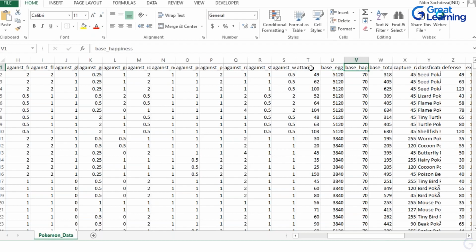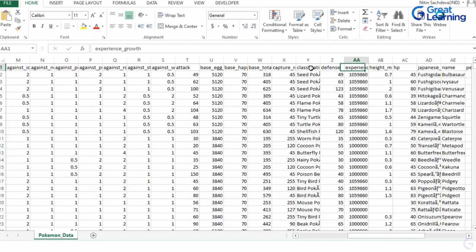Base happiness is being measured on a specific parameter between 0 to about 140, if I remember it correctly. That's how they're measuring. There's a total to the base. There's a capture rate. There's a classification of the Pokemon character. There is a defense score, some experience growth, height, HP, Japanese name.